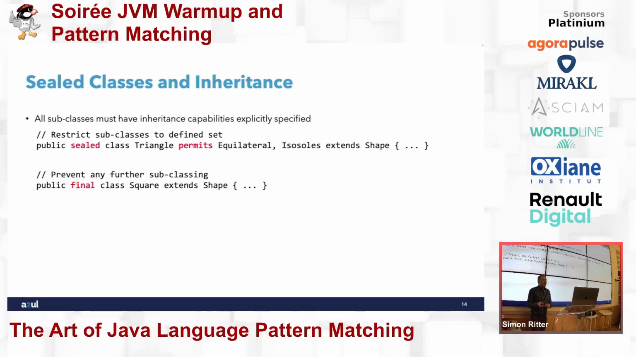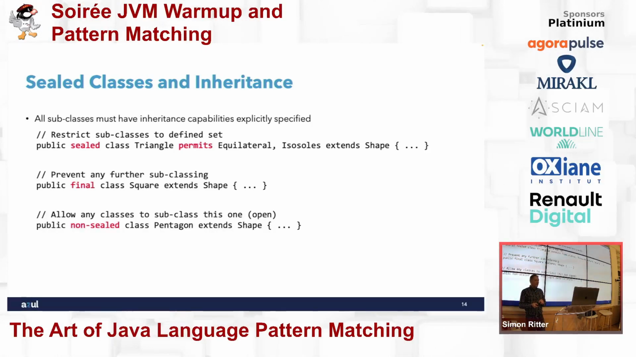The second thing we could do is to prevent any further subclassing, so make it final. And then the third thing we can do is we can effectively unseal it. And we do that by using this strange looking keyword, non-sealed, which has a hyphen in it.